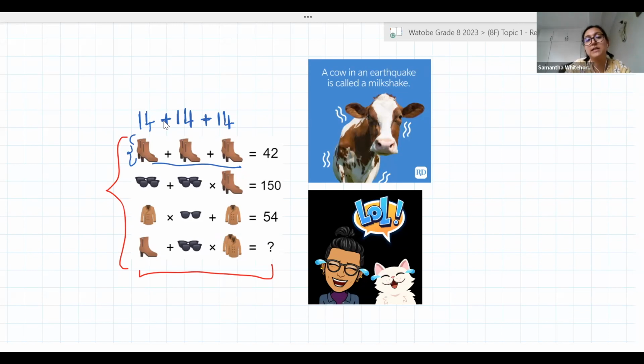Now, what's really important here is this is 2 boots, and I need to take note of the fact that in my final expression, I only have 1 boot. So does anyone want to try and tell me what the value of 1 boot would be if we know that the value of 2 boots is 14? So what is 1 boot worth?